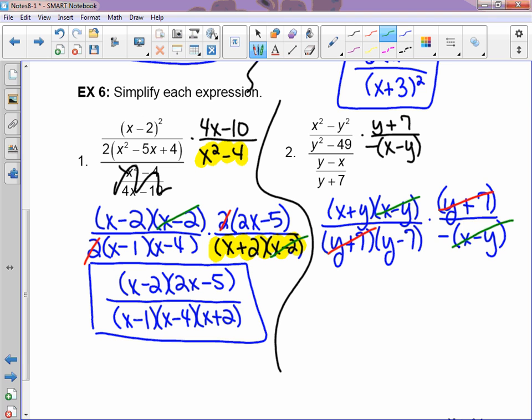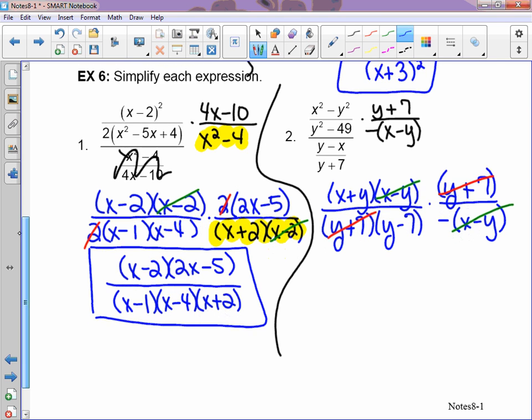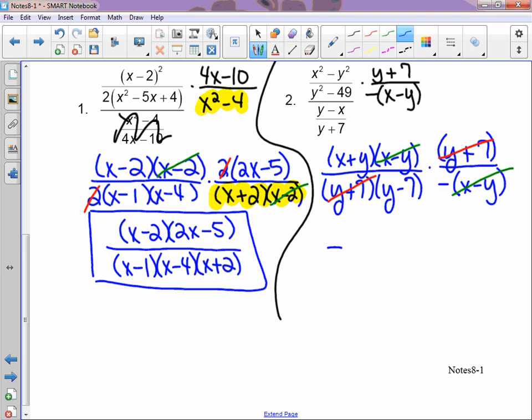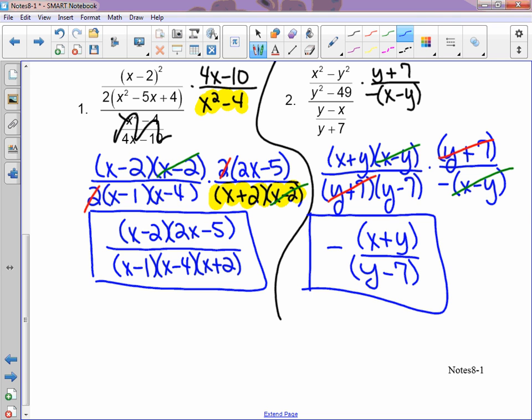Again, all I have left is these two things, and there's going to be a negative out front. That -1 right there. Yeah. Oh, so three. Yeah. From this -1 right here. Throw it out front.